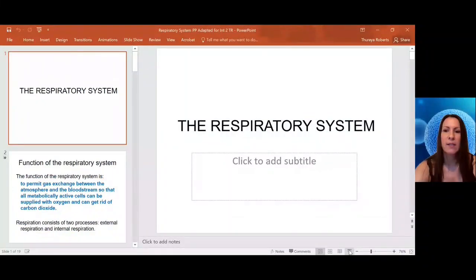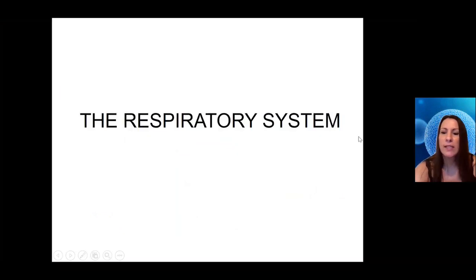I want to talk about the respiratory system. The respiratory system is basically how we take oxygen from the atmosphere into our body cells and tissues, and how we get rid of our waste product, carbon dioxide. It works hand in hand with the cardiovascular system, which is also how we transport oxygen around our system. So these two systems work closely together.